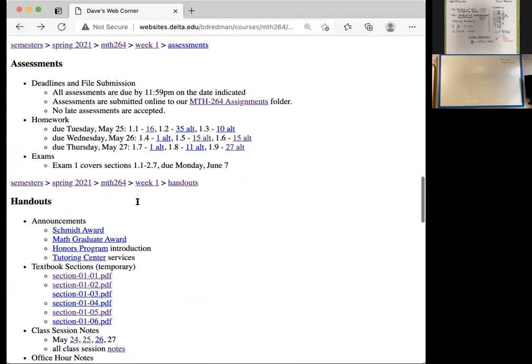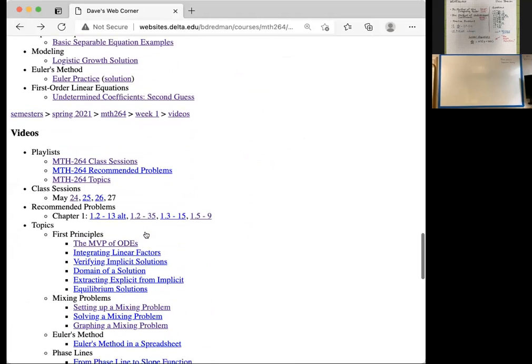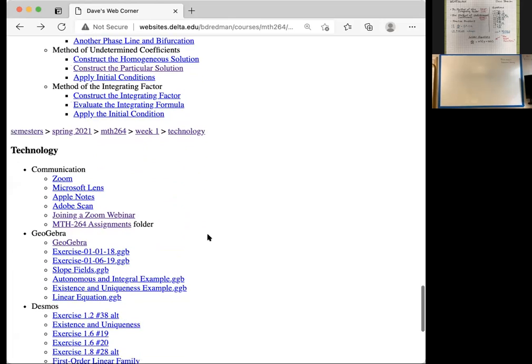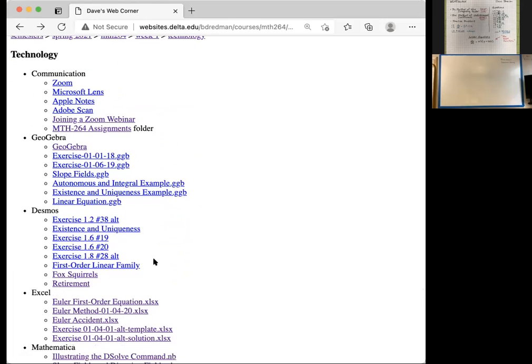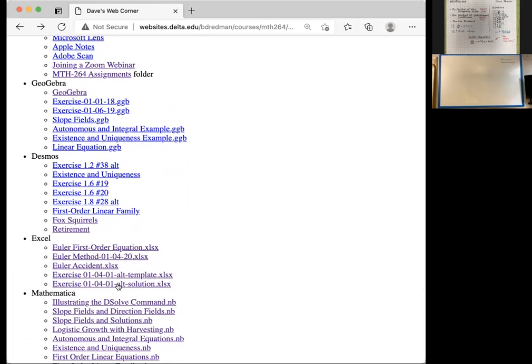Second, on some of the solutions, I say see the technology that I posted. For example, problem 1.4 was a problem about Excel. So I actually gave you 1.41 alt, a template for doing that problem. But right below it, I gave you the filled in template after you'd handed in the problems. So if you want to see exactly how I filled that in, if you were having issues, you can download that completed spreadsheet.